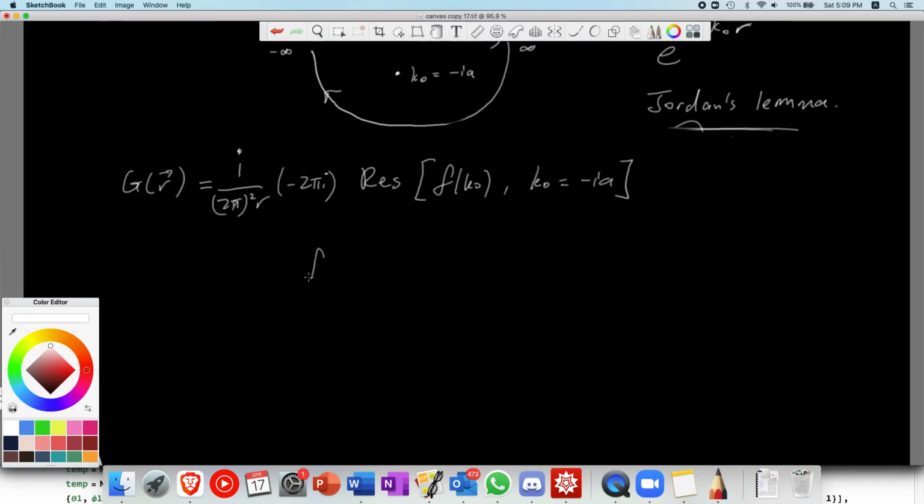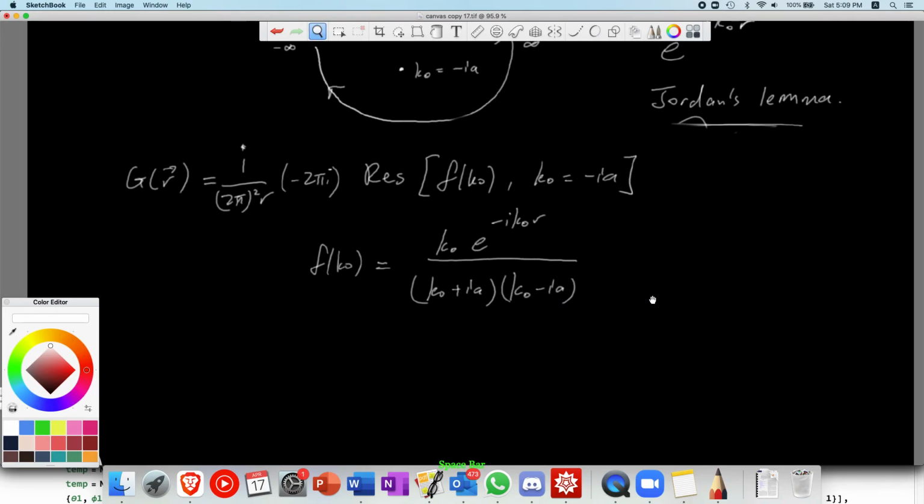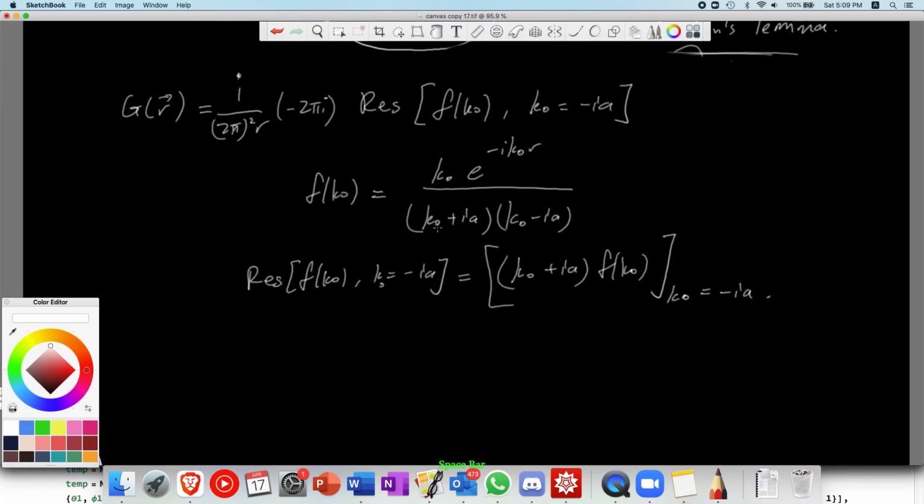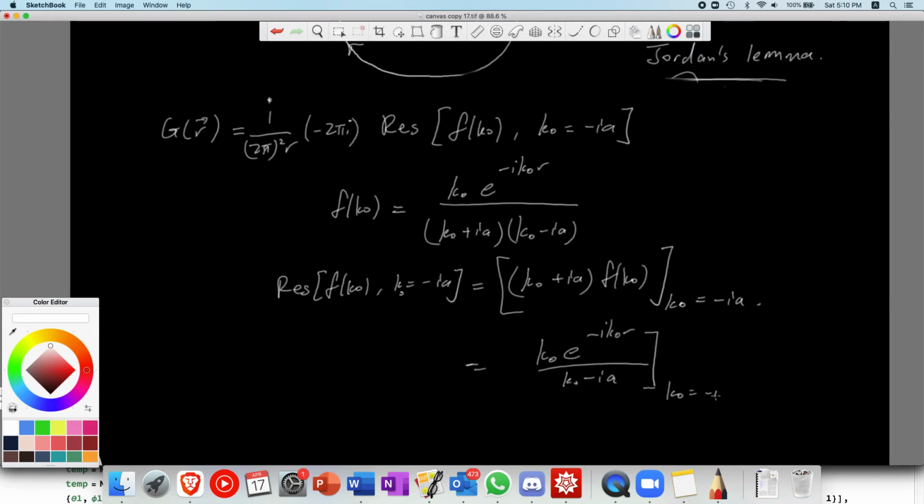So let's write f of k naught by expanding the denominator. We have k naught plus ia and k naught minus ia. So the residue of f of k naught at k naught equals minus ia is simply k naught plus ia times f of k naught, the whole thing evaluated at k naught equals minus ia. So it cancels out, so this is simply k naught e to the power minus i k naught r over k naught minus ia, evaluated at k naught equals minus ia.